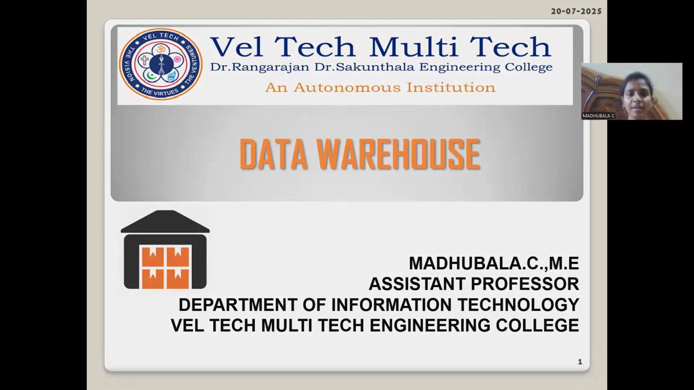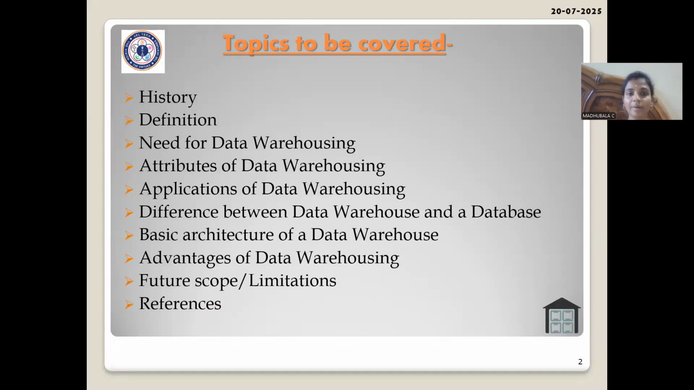Here are the topics we are going to cover in data warehousing. First of all, we need to know what is meant by data warehousing. Then history, definition, need for data warehousing, attributes of data warehousing, and applications of data warehousing. In the same way, the difference between data warehousing and database, the basic architecture of a data warehouse, advantages of data warehousing, and at the last, future scope, limitations, and then the references.